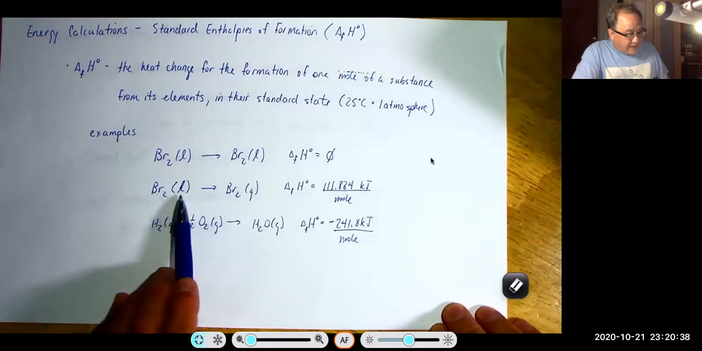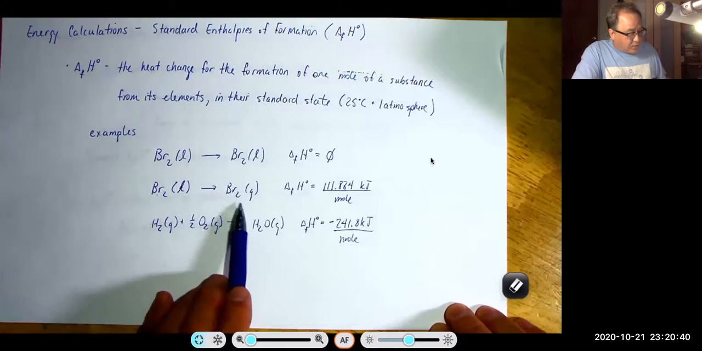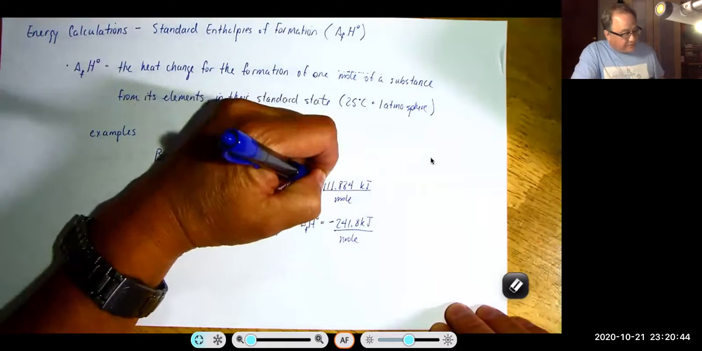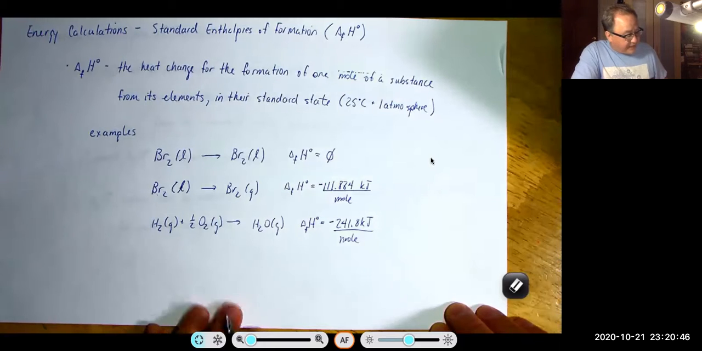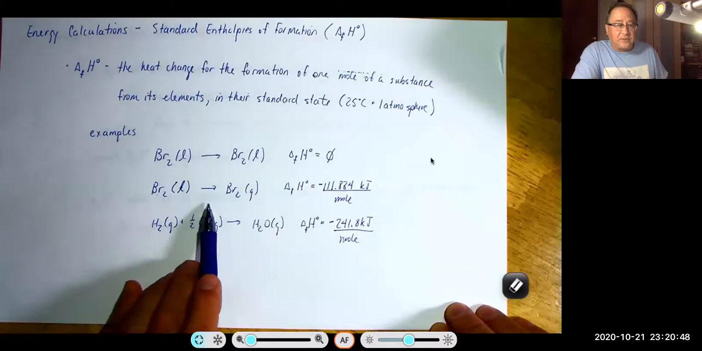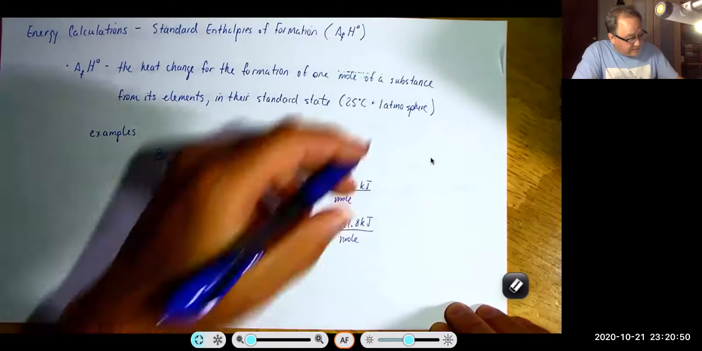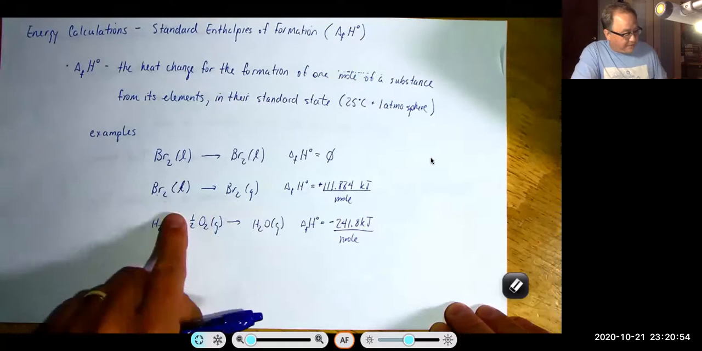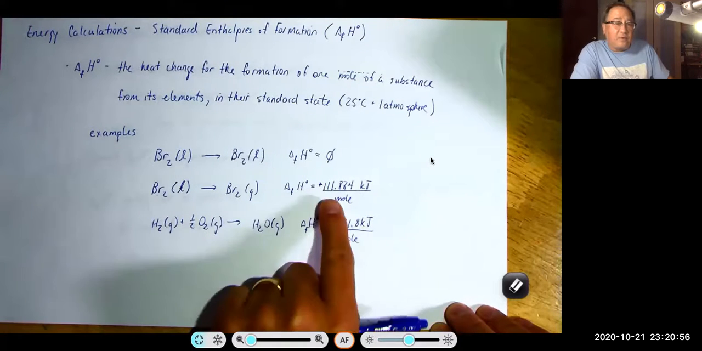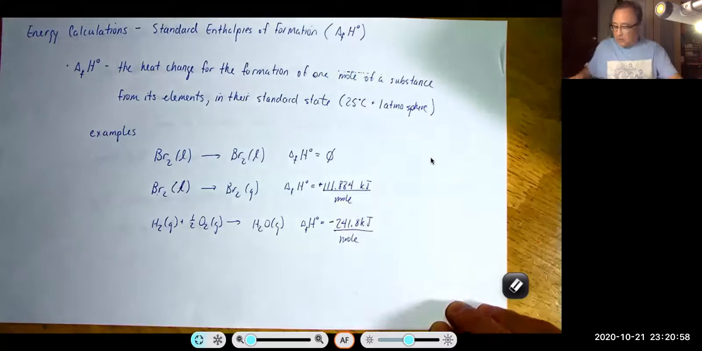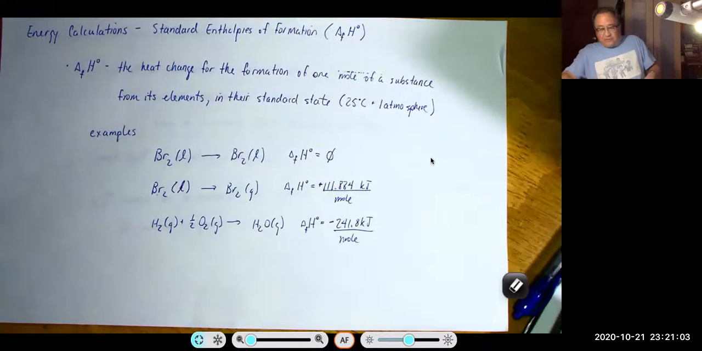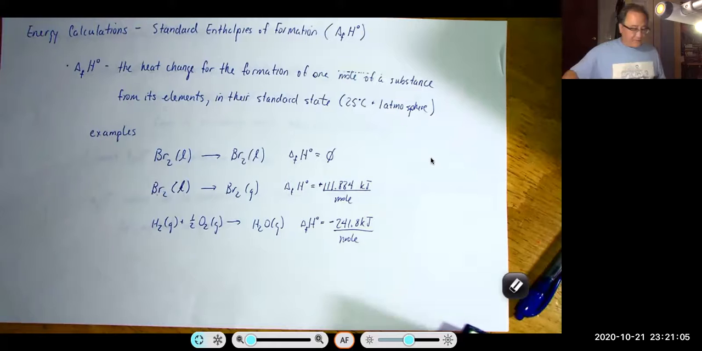Well, here, this would actually release energy. I don't know why that says positive. It should be negative. This is an exothermic reaction, oh no, I'm sorry. It's an endothermic reaction because we're boiling the bromine. So it's 111.884 kilojoules per mole. And you can actually find these values in the back of the book. So let me show you the book so you can see these values.